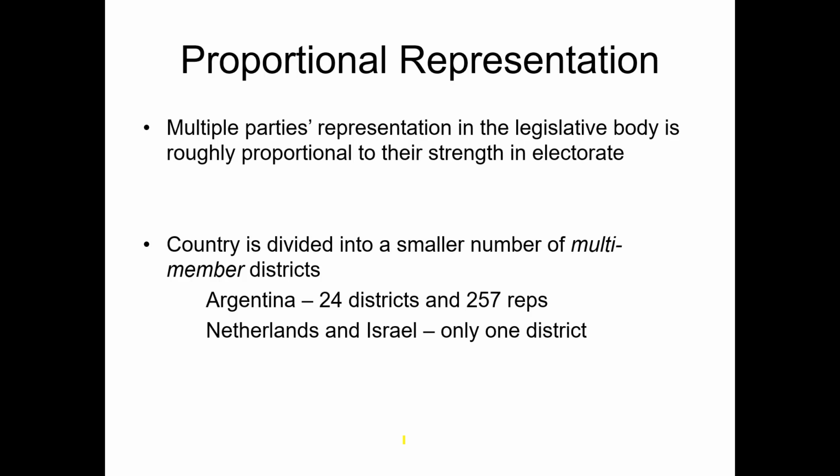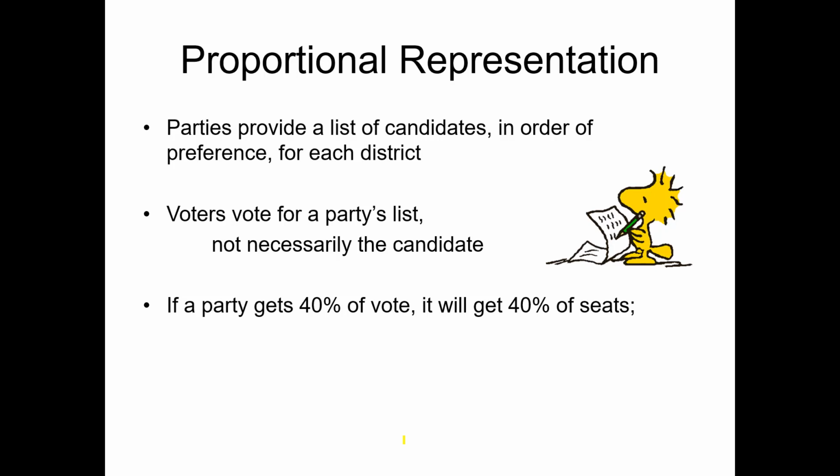And there may be a threshold. For example, you have to get at least, just for example, 5% of the vote in order to get at least some representation, maybe as low as 2%, in order to get represented in Congress. What happens here is that the parties provide a list of the candidates in order of their preference for each district. So what voters are voting on is a party. They're not necessarily voting for candidates. And if that party gets 40% of the vote, well then, looking at each district here, they will get 40% of the seats from that district.